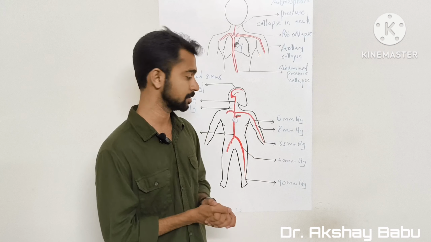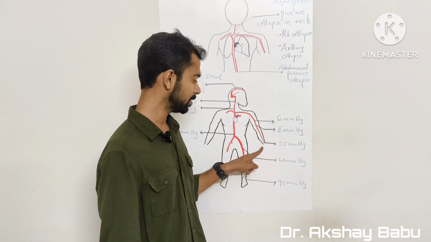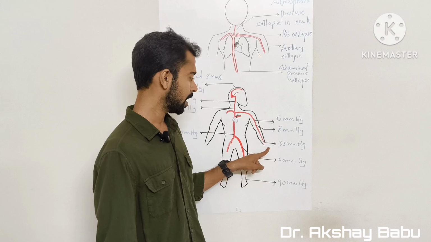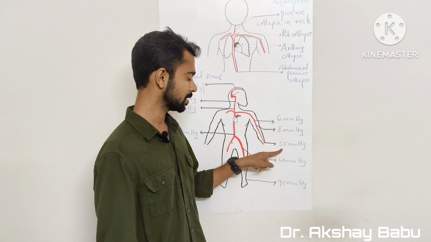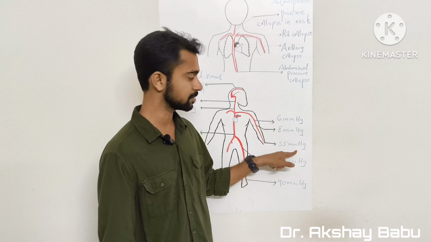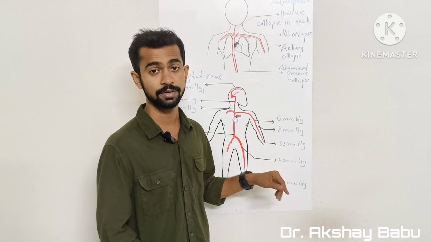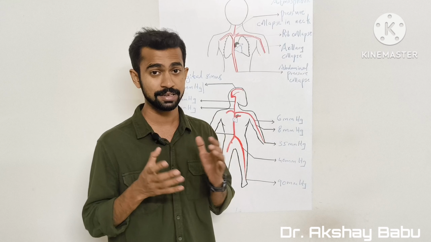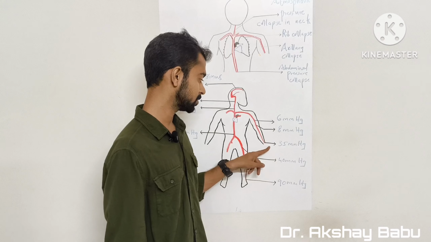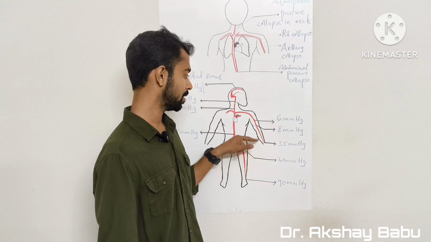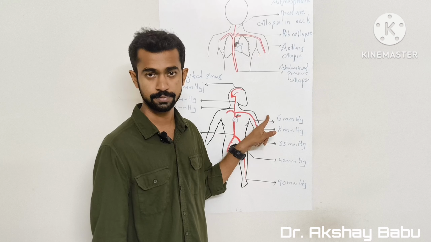So if we are calculating the gravitational difference of pressures between the veins of the hand and at this point of the first rib, that is 35 millimeters of mercury minus 6 millimeters of mercury, it will be 29 millimeters of mercury. So that is the gravitational difference of pressure between the veins of the hand and the veins which are present at the first rib.